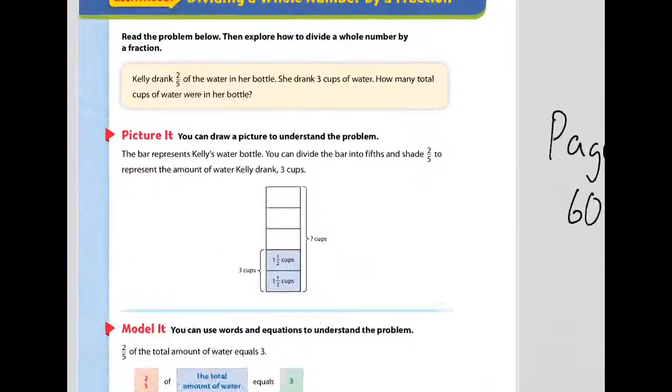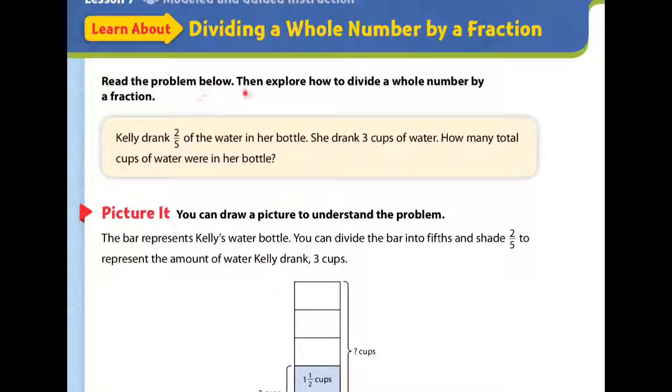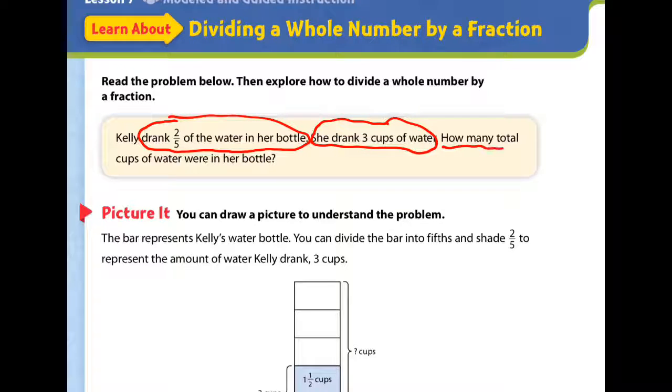So let's get started. This says, read the problem below, then explore how to divide a whole number by a fraction. Kelly drank 2/5 of the water in her bottle. I'm going to circle that. She drank 3 cups of water. So think about that. She drank 2/5 of whatever's in her water bottle, and that 2/5 is 3 cups. The question says, how many total cups of water were in the bottle?